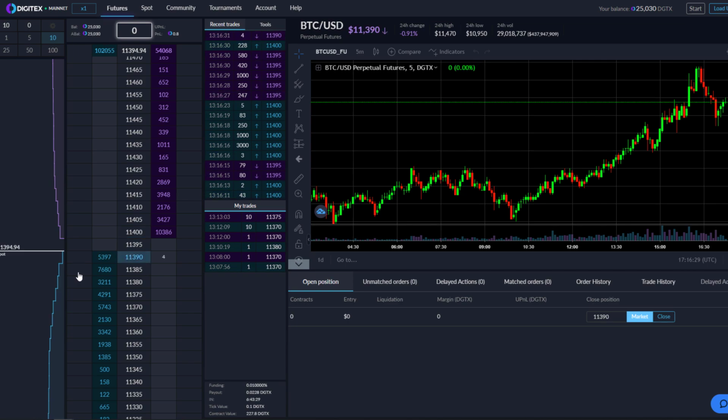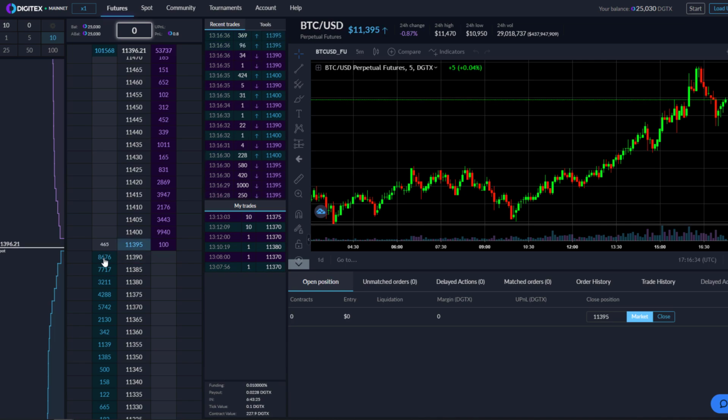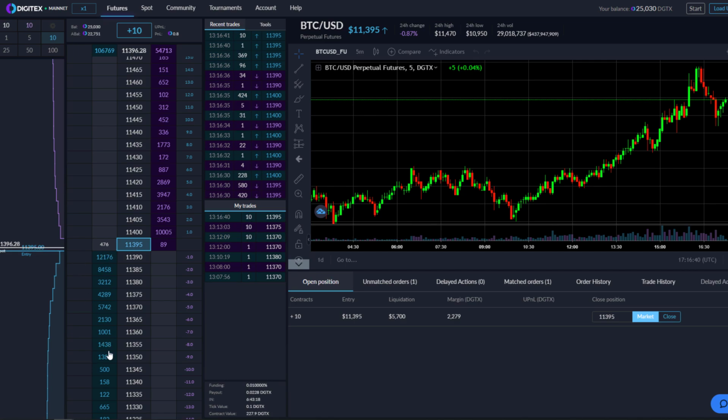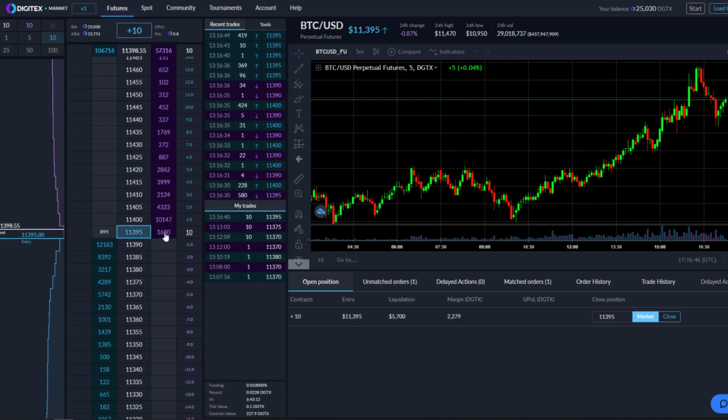So for those of you that want to just get filled right now at the current price, this is where you can just simply click at the money, in this case right there, and just take a market fill. And then boom, there you are. You're filled, and then you can just as easily get out as well.